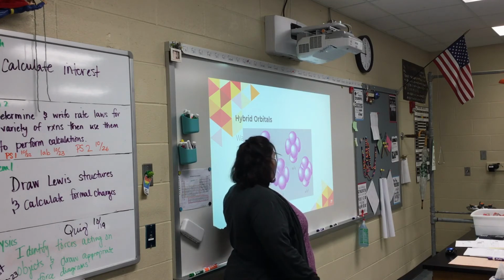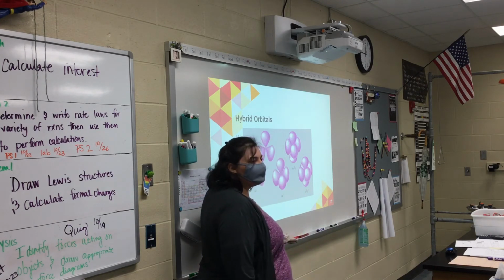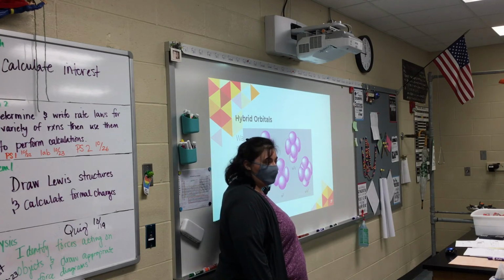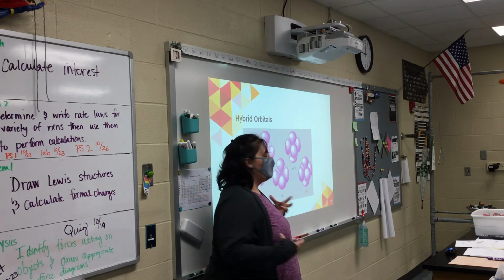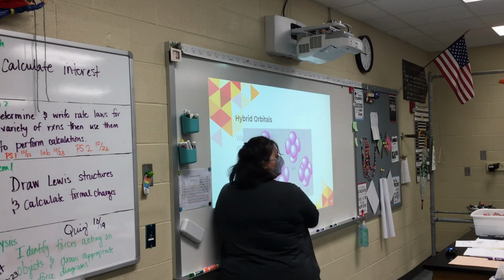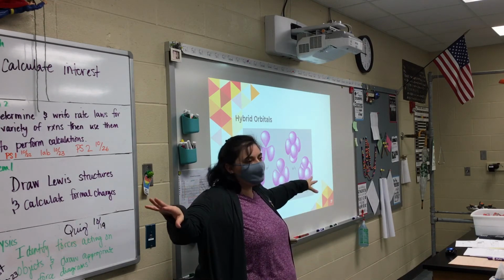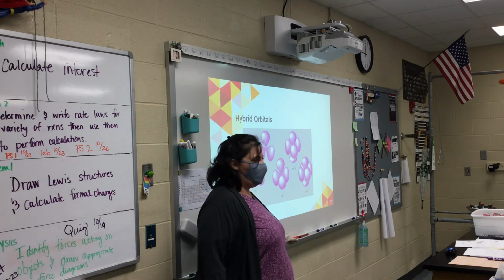What does this look like? Looks like a dumbbell. What geometry does it take on? Linear. Do you see that? These lobes are where the electrons are going to be. That means they've got to get as far away from each other as they possibly can. If we have 2 lobes, the farthest they can possibly get away from each other is 180 degrees. That's a line, that's a straight angle.